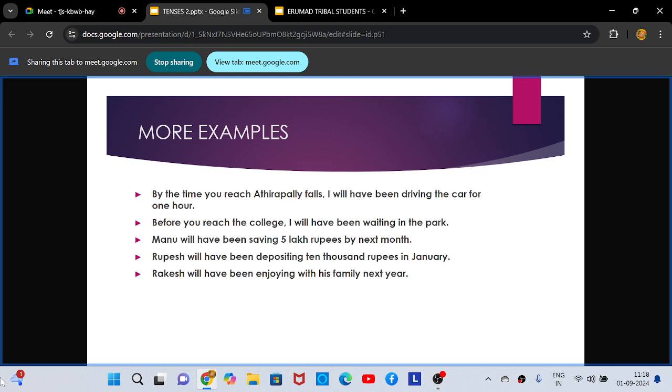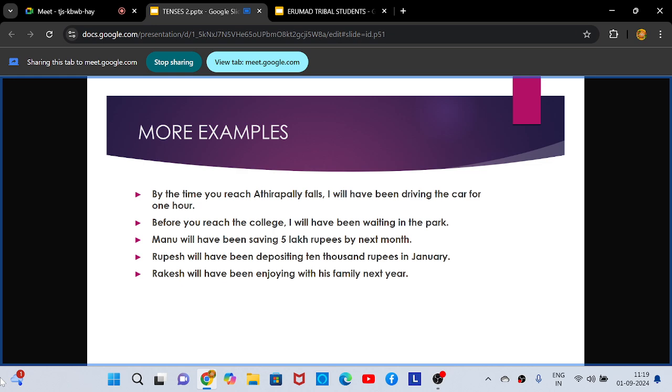Fine. So by the time you reach Athirappilly Falls, I will have been driving the car for 1 hour. Next, before you reach the college, I will have been waiting in the park. So reaching the college is one action. Me waiting in the park is the second action. Manu will have been saving 5 lakh rupees by next month. Here there is only one action. Saving 5 lakh rupees by next month. That is, there is only one action.